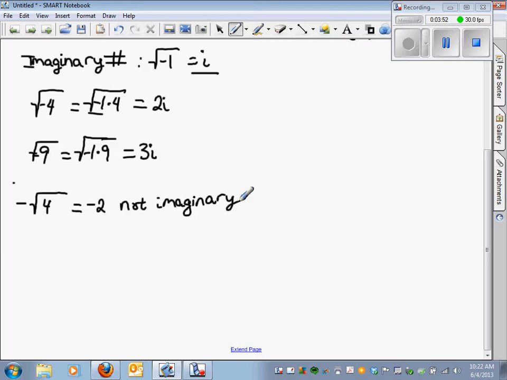However, the negative square root of negative 4 would be a different case. That would be negative square root of negative 1 times 4. Well, we know the square root of 4 is 2. The square root of negative 1 is i. And we have this negative outside that has to be dealt with. So we have the negative of our answer. So the negative square root of negative 4 would be negative 2i. This is an imaginary answer because the negative was in the radicand. It was underneath that radical.